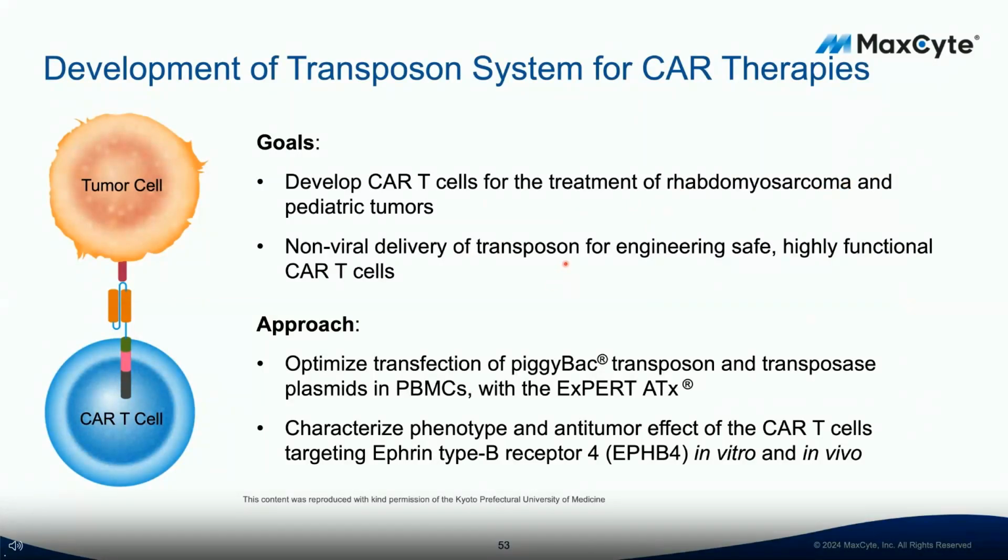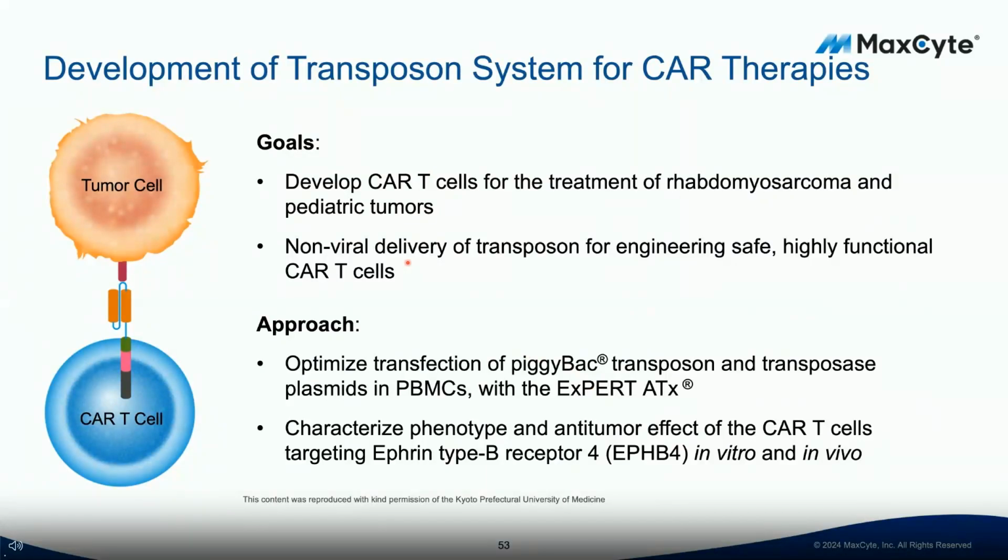So to develop this process, he was trying to treat rhabdomyosarcoma in pediatric tumors, and he wanted to choose a non-viral method which was more affordable, faster, and hopefully more functional than viral delivery. So he optimized piggyBac DNA transposon and transposase plasmids in PBMCs using the MaxCyte platform to generate EPHB4 CAR T cells for both in vitro and in vivo activity.